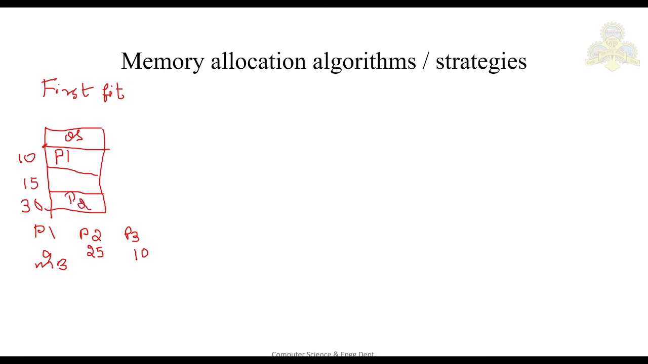Now the last one is P3. As we have only one partition left, just keep P3 here. If there were 5 partitions and P3 was the last process, then you would have to check all the allocations there. Next, we'll talk about the best fit strategy. Let me draw the diagram.